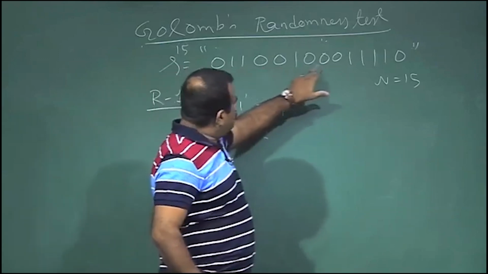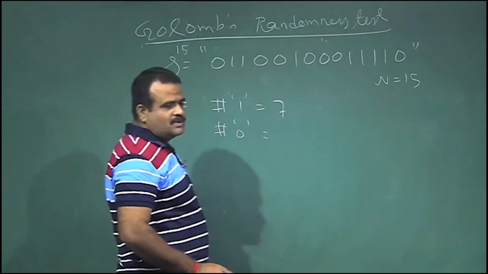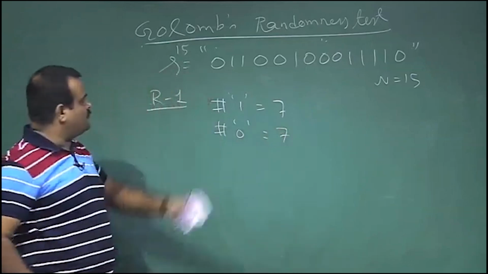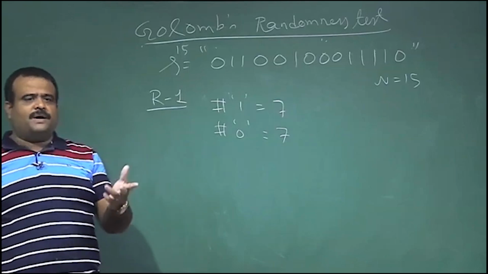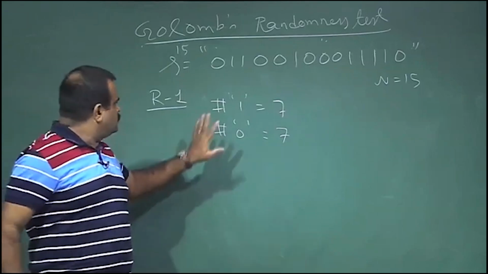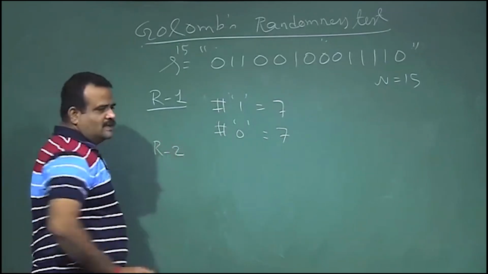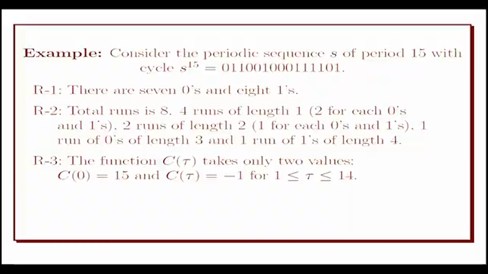1 2 3 4 5 6 7. So, it is basically the same. They have the same number of zeros and ones, so if they differ, they differ by at most 1. Here it is exactly the same, so it is satisfying the first rule. The second rule is telling about the runs.